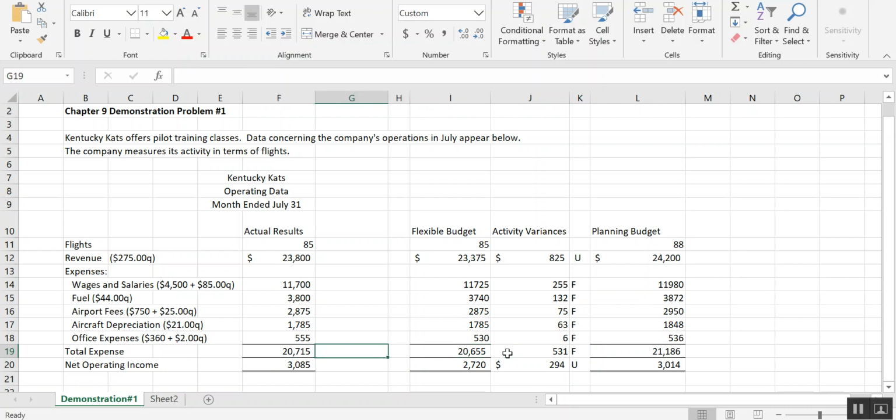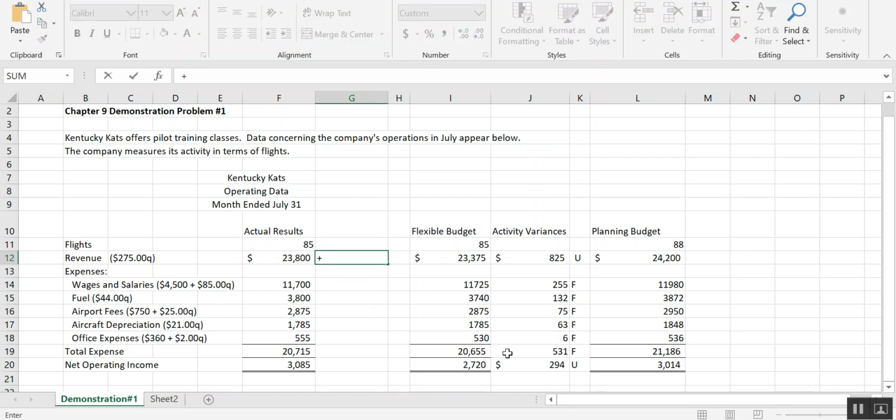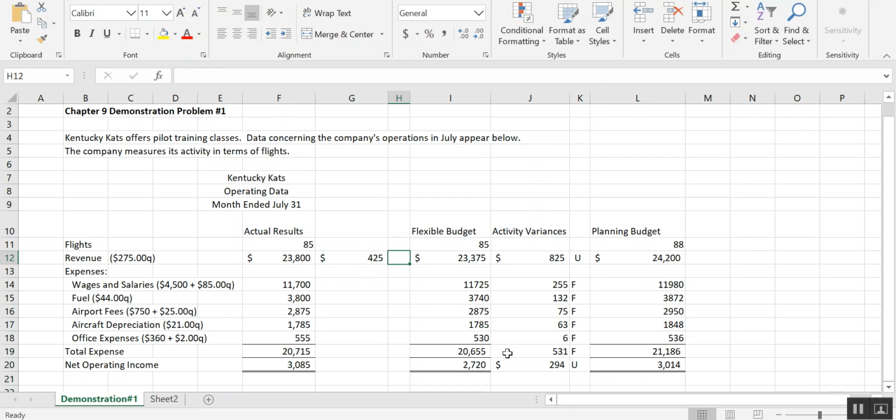Now they want us to calculate the revenue and spending variances, and this is comparing the flexible budget with the actual results. So here, we're going to take the actual results and subtract out the flexible budget. We get a $425 amount that is higher than what we anticipated. Therefore, it's favorable. Okay? Anytime revenue is higher than what we thought we were going to have, it's always favorable.